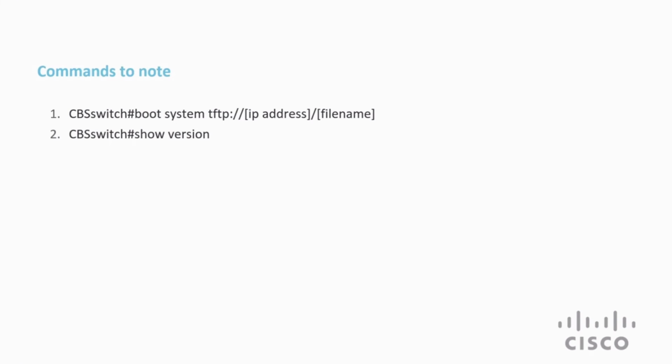Before we wrap up, here are a few of the commands we used today. It's that easy. That's how to change the CBS firmware through the CLI.